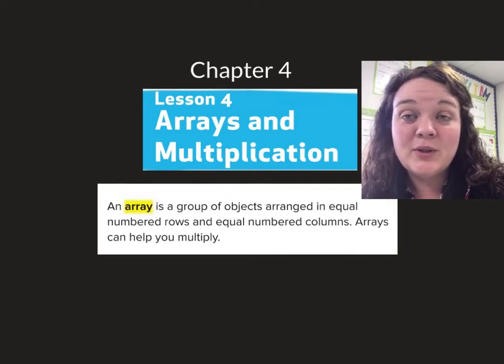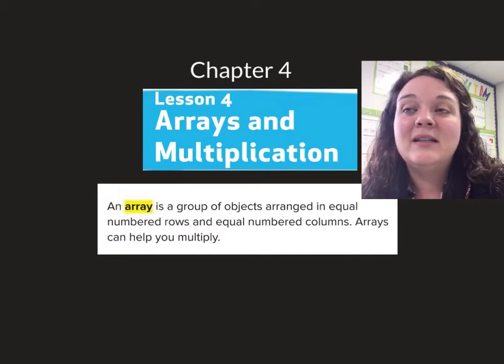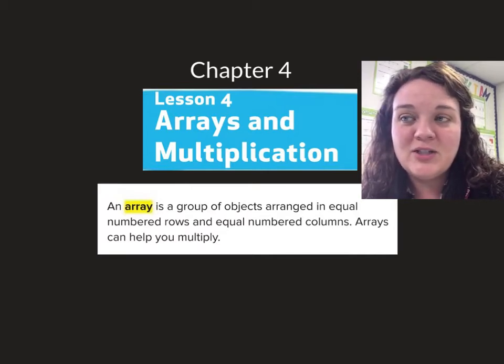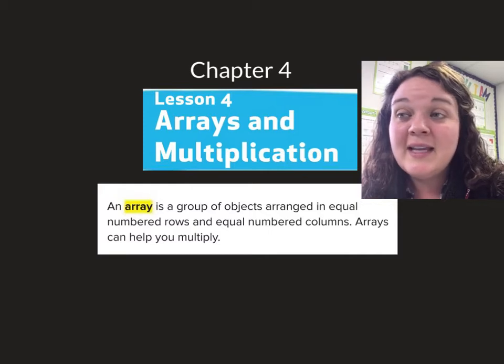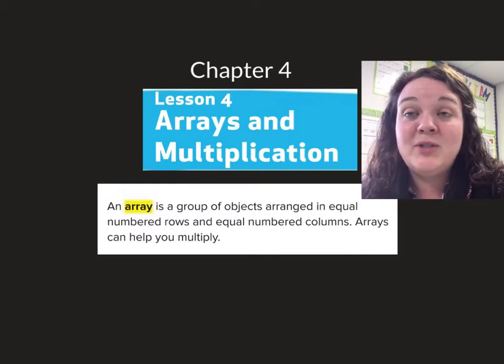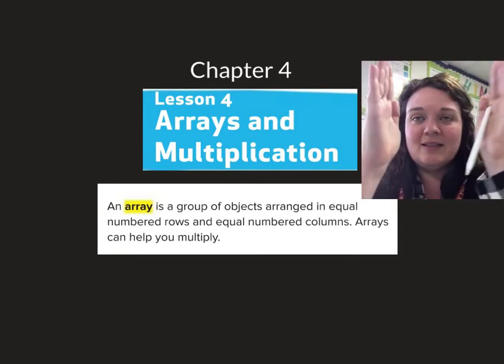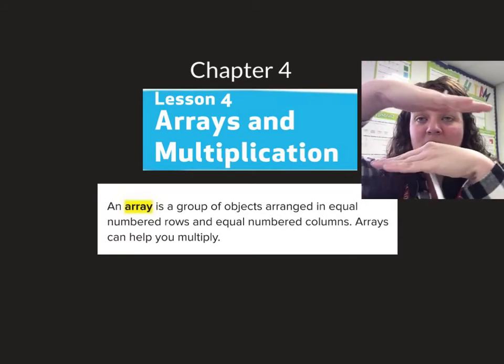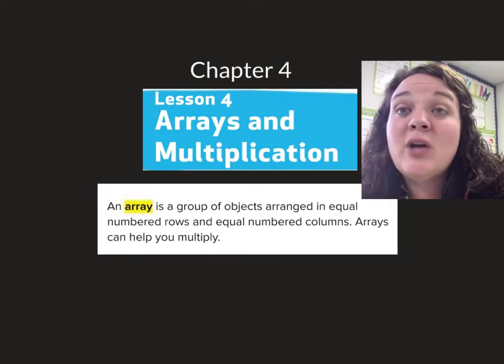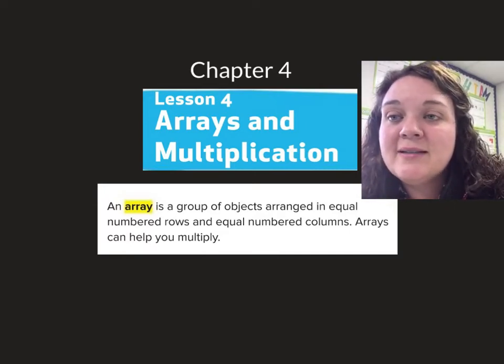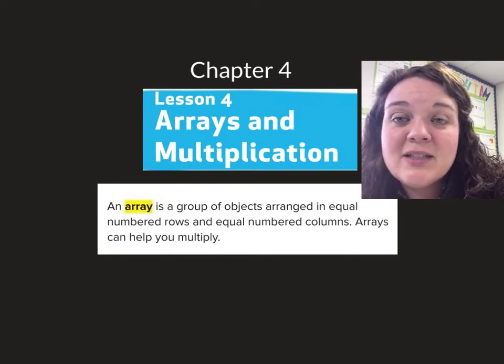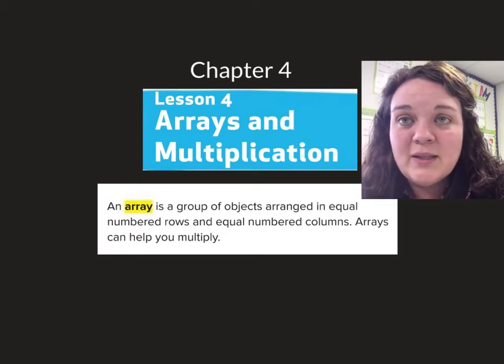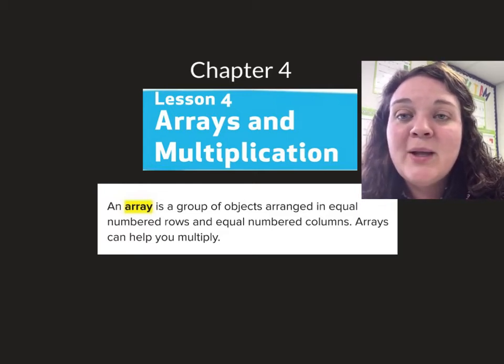Today we're going to explore arrays a little closer with multiplication. So just like yesterday, an array is a group of objects. Yesterday we kind of studied where we had boxes in columns and rows. Today we're going to draw pictures or draw objects arranged in equal numbered rows and equal numbered columns. So arrays can help you multiply. It's a good way to visually see what's happening with the multiplication. So let's get started.